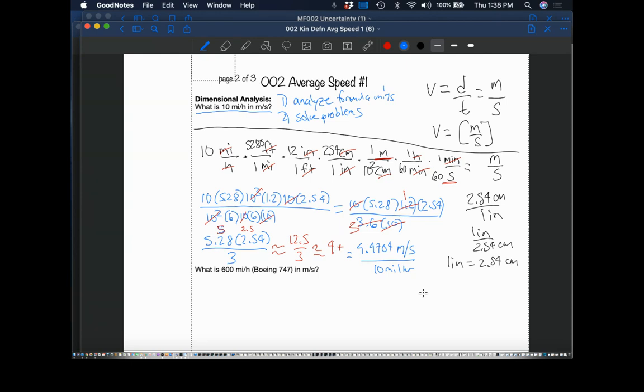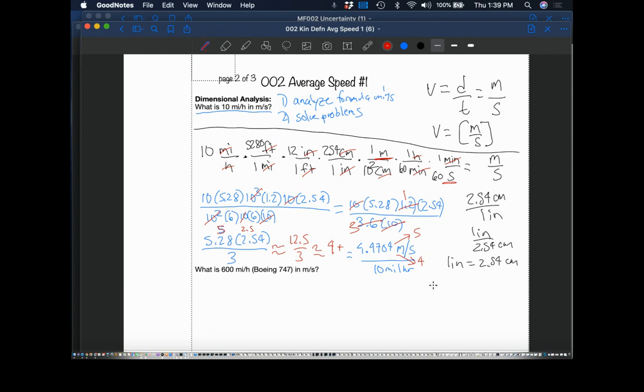Now that 4.407, if we round it up, could be a 4.5 or a 5, or if we round it down, it could be a 4. So in other words, every 10 miles per hour is between 4 and 5 meters per second. So how fast is 10 miles per hour in meters per second? Well, it's between 4 and 5.